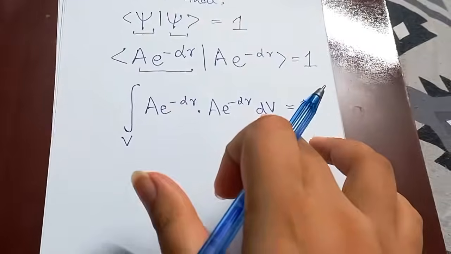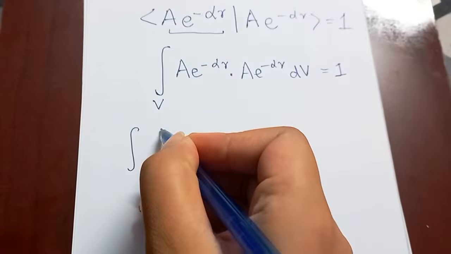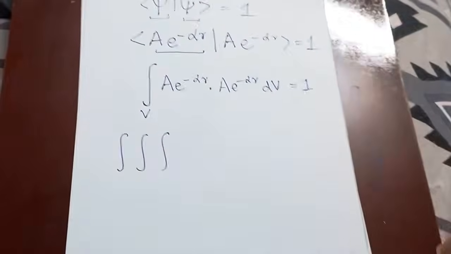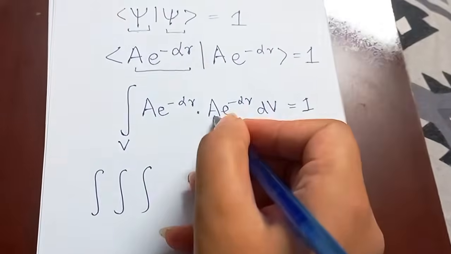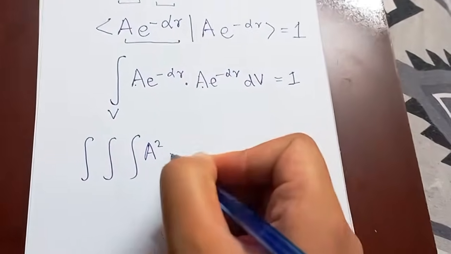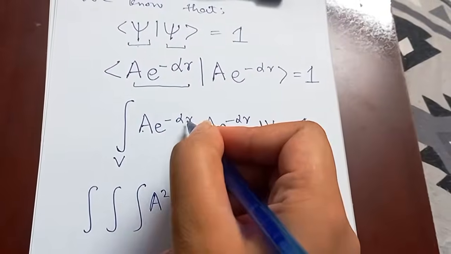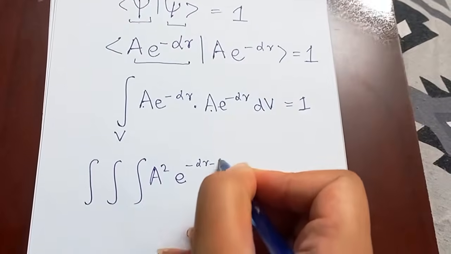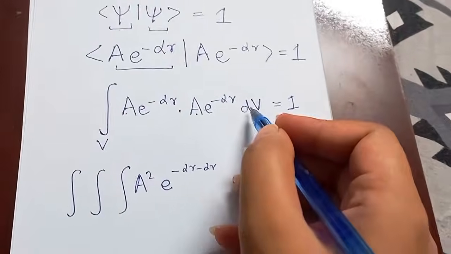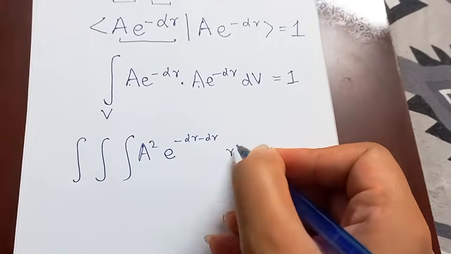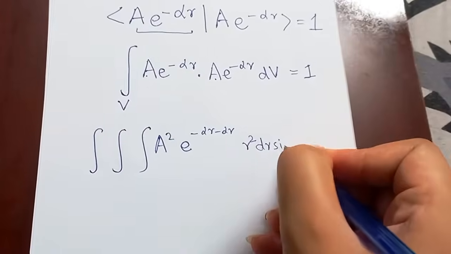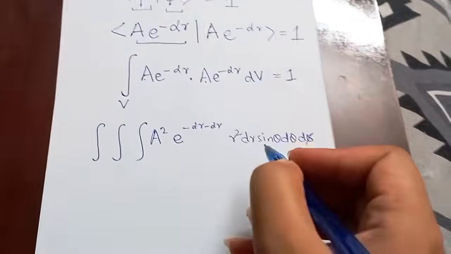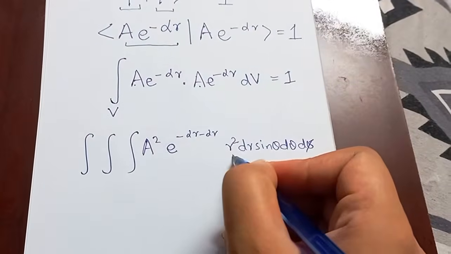Now let's break that volume integral, and this A and A makes A squared. Since it's a constant, it's e to the power minus alpha r and e to the power minus alpha r. Bases are the same, so the powers will be added. And in place of dV we write r square dr sine theta d theta d phi. Okay, this is dV in spherical coordinates.